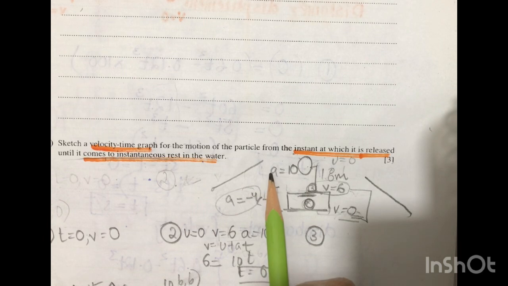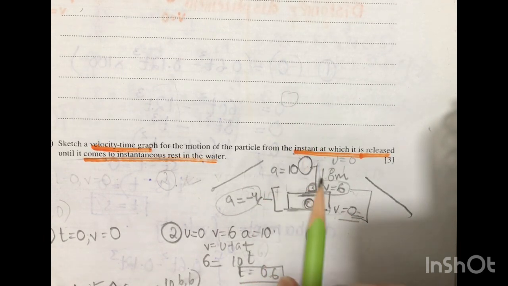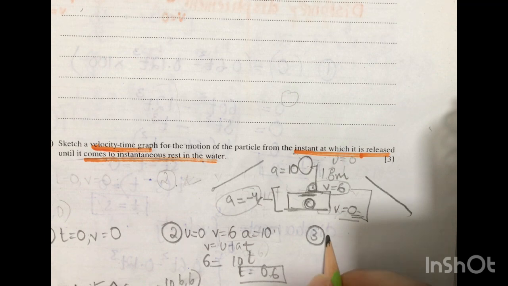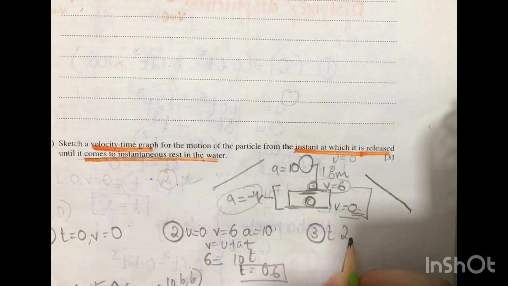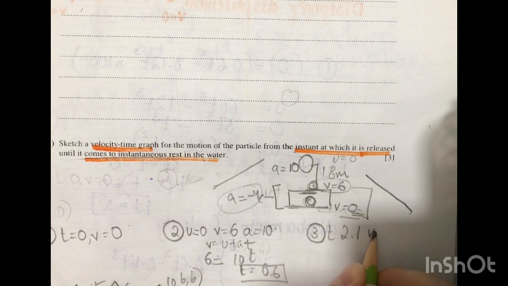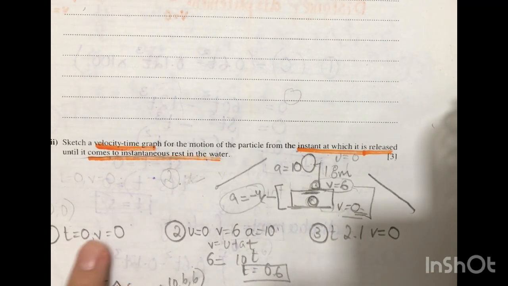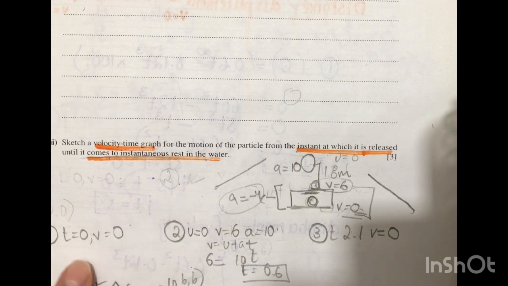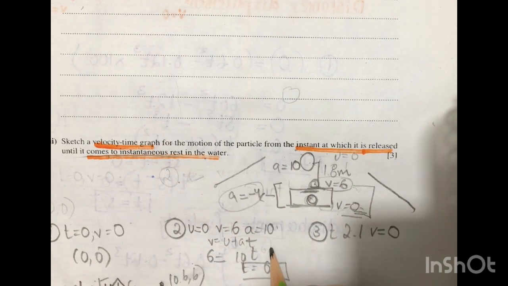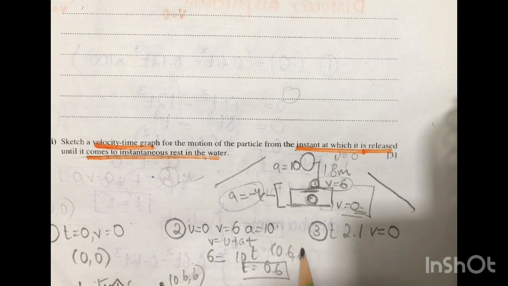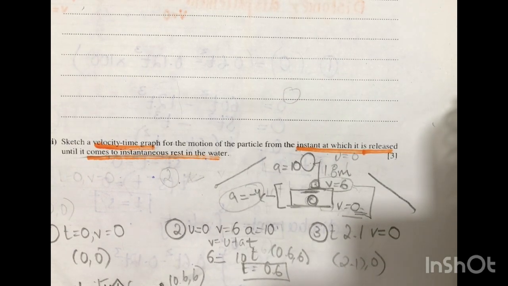Since it is continuous movement, the journey of the particle is a continuous movement. So that means the total time taken is 1.5 plus 0.6, which is 2.1, and the final velocity was 0. So now we have 3 coordinates, pairs of velocity and time, which are 0 and 0, 0.6 and 6, and 2.1 and 0. We can now graph this.